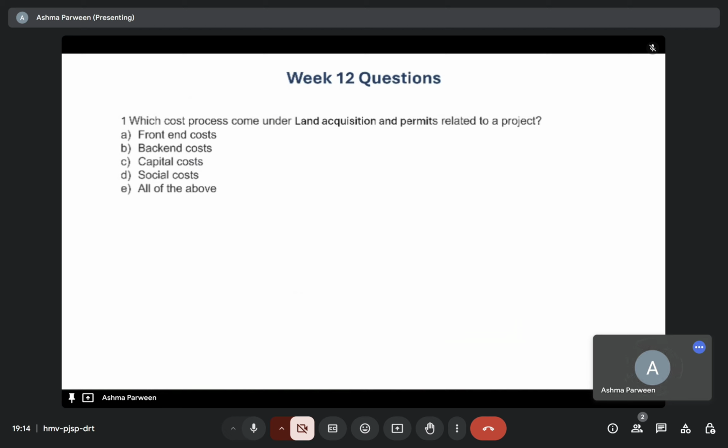So the question is, which cost processes come under land acquisition and permits related to the project? A, front end cost, B, back end cost, C, capital cost, D, social cost, or E, all of the above. So I'll give you all 2 minutes. Just take your time, write the option in the chat box, and then we will discuss which one is the correct.